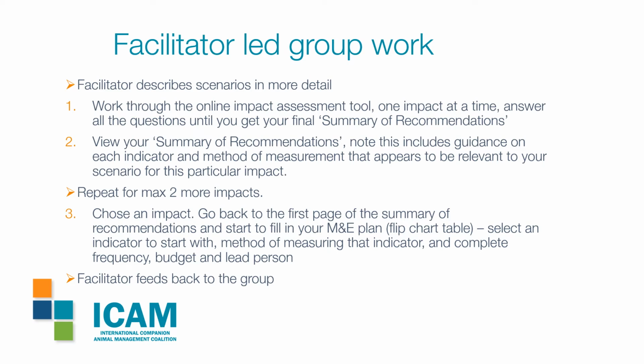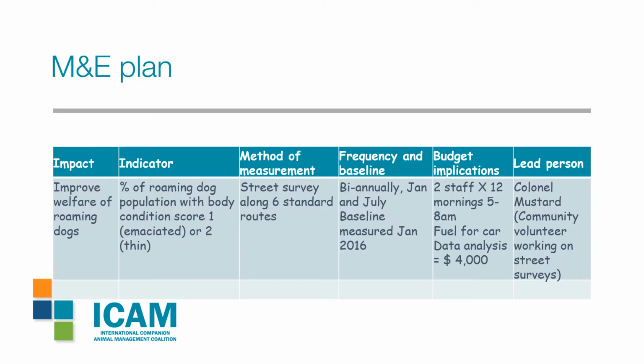They repeated that for at least one more impact, or a maximum of 2. They then went back, chose an impact, and went back to the first page of the summary of recommendations and used the information in that PDF to fill in a monitoring and evaluation plan, which was displayed on a flip chart. They selected an indicator to start with, a method of measuring that indicator, and then they started to complete the other sections on frequency, budget, and a lead person. So here's an example of the monitoring and evaluation plans that they filled in.